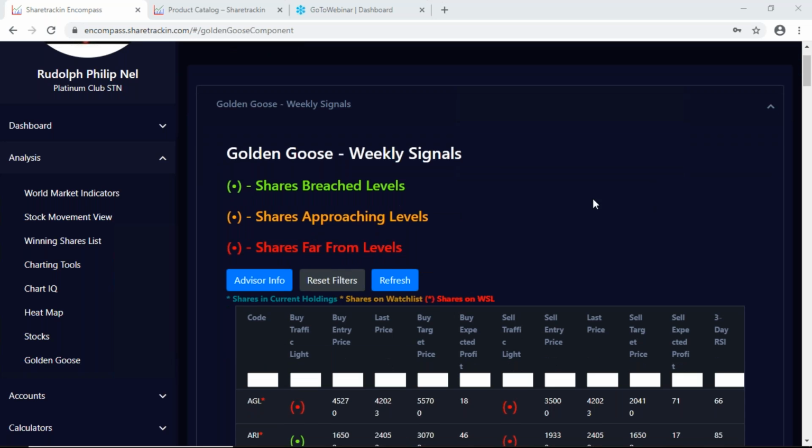But the Golden Goose is plain and simple. There's nothing really hectic about the Golden Goose. You will only receive notifications telling you what to do with your shares. So the analysis has already been done for you. Okay, you don't need to go and do any analysis on it.